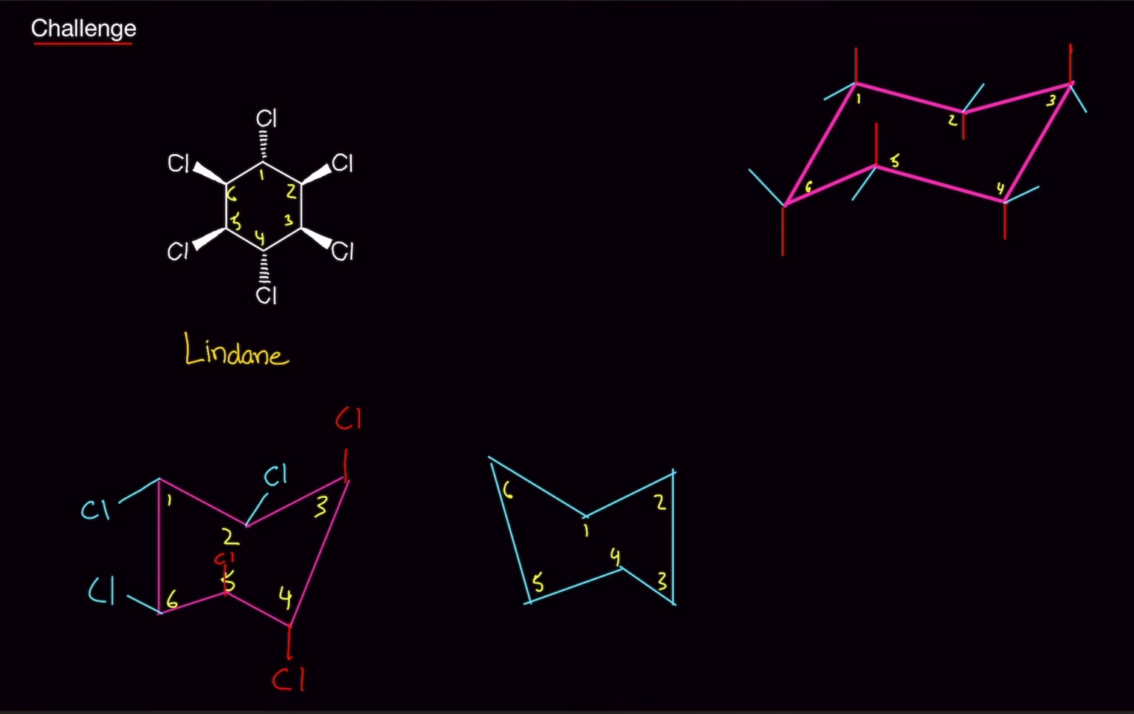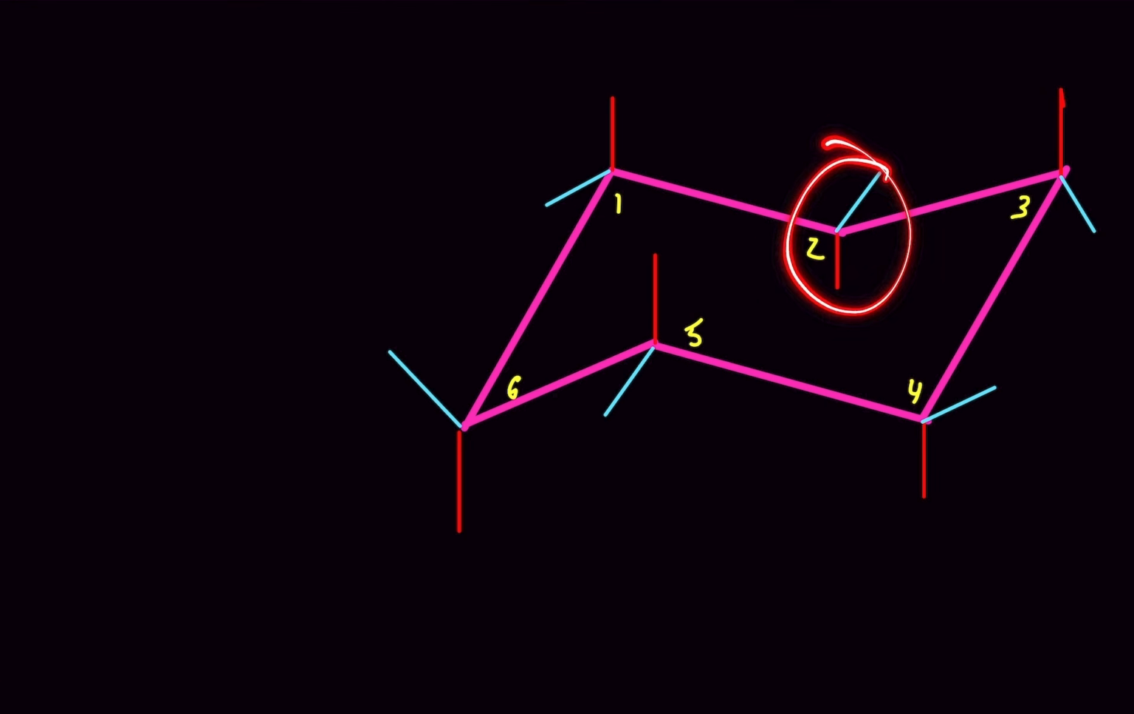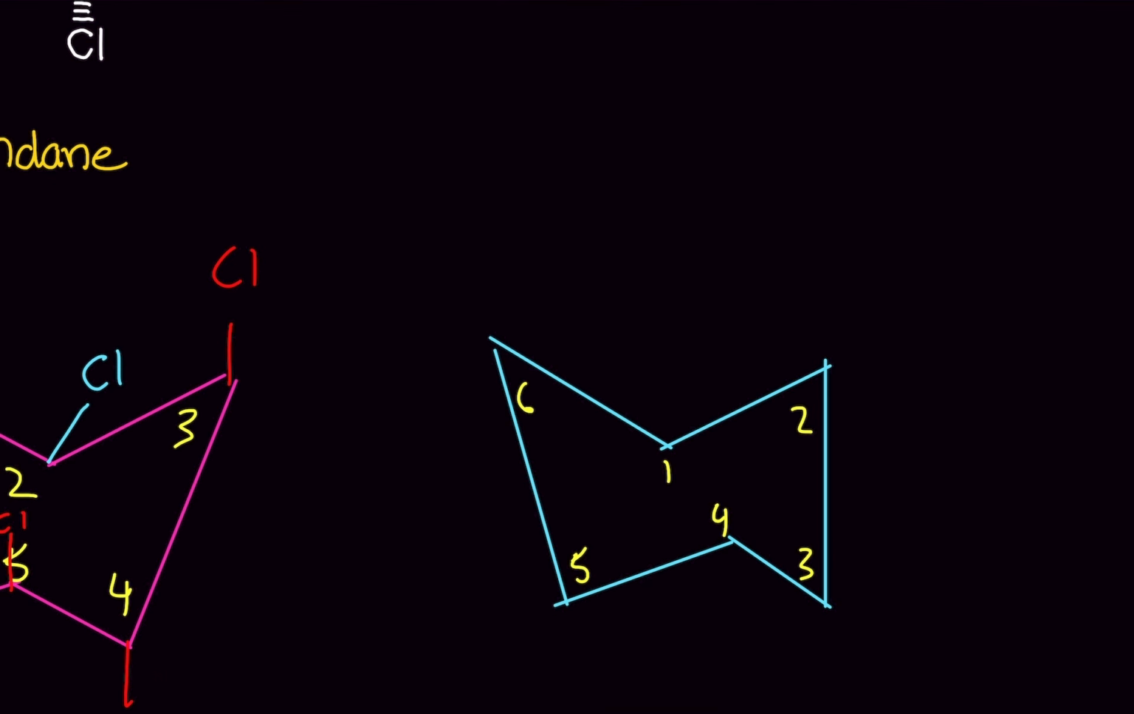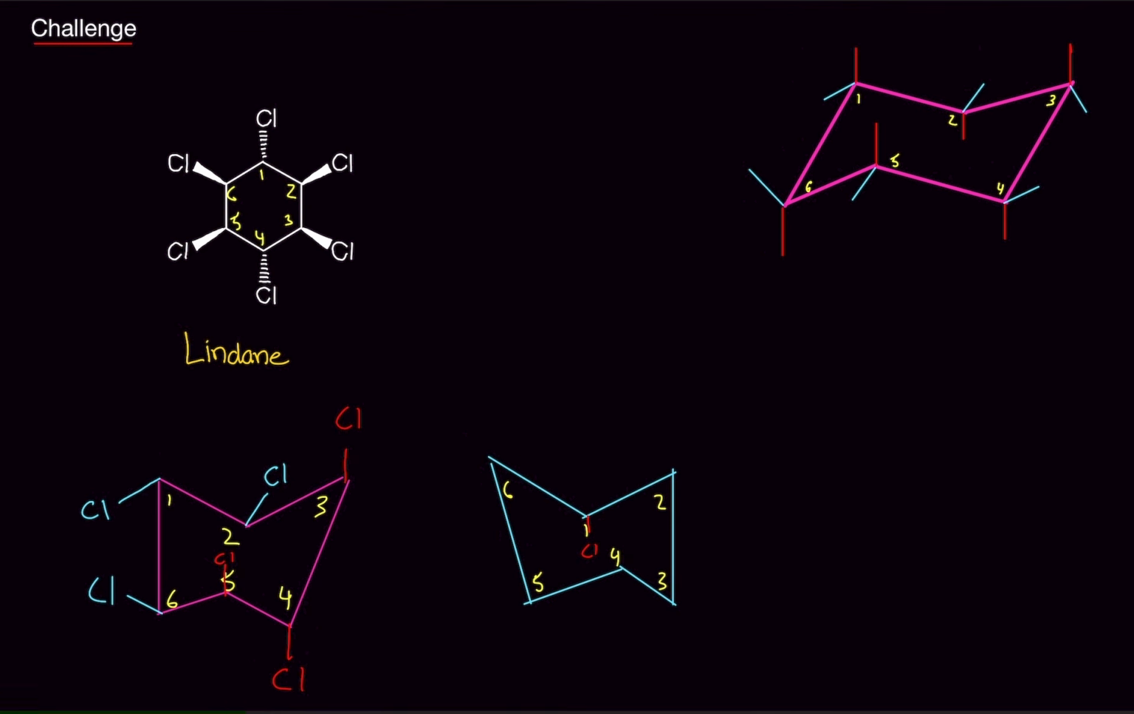Okay, on carbon number 1, the chlorine was on the equatorial position, so it must be on the axial position now on carbon number 1. So we're looking at this one, right? Because this matches up with this. It looks the same. And the axial position goes down. So that's where the chlorine is going to be. It's going to look down. Like that. Okay?